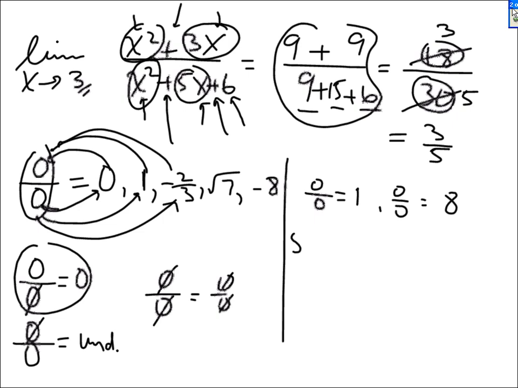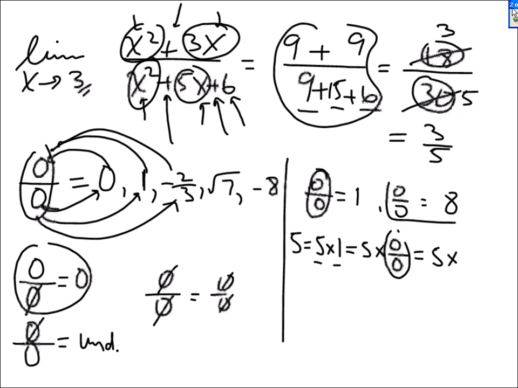Well, 5, for example, is 5 times 1. But that's 1. 0 over 0 is 1. So this equals 5 times 0 over 0. There's my 5 times, but 0 over 0 is 8. And 5 times 8 is 40. So 5 is equal to 40.